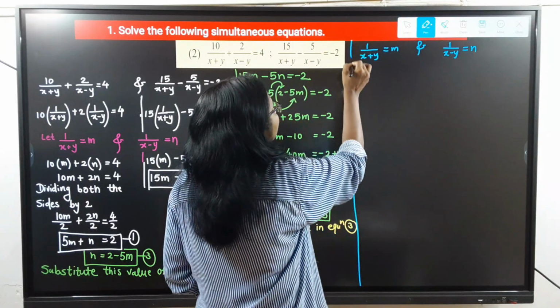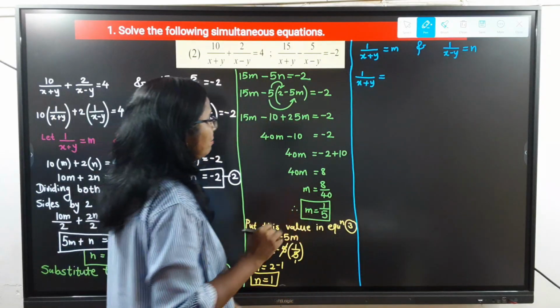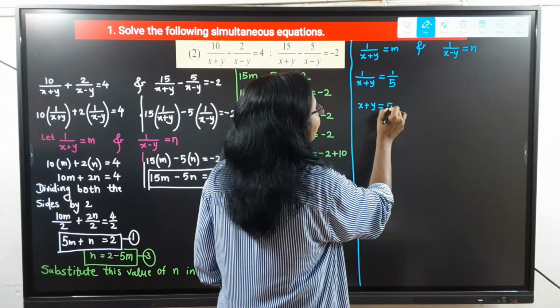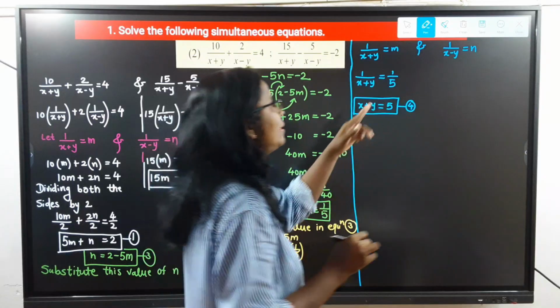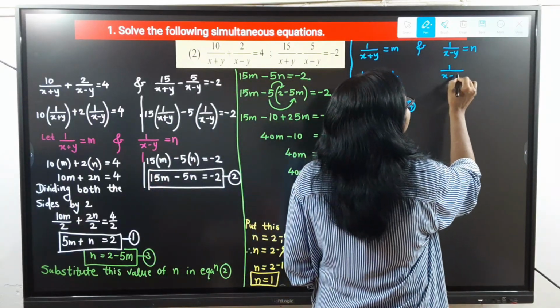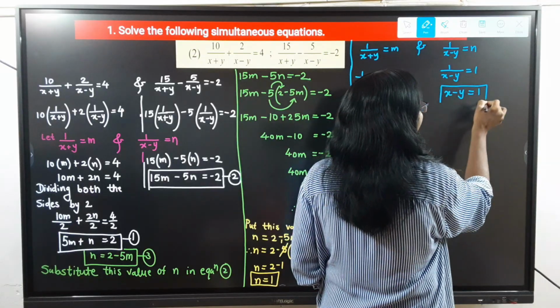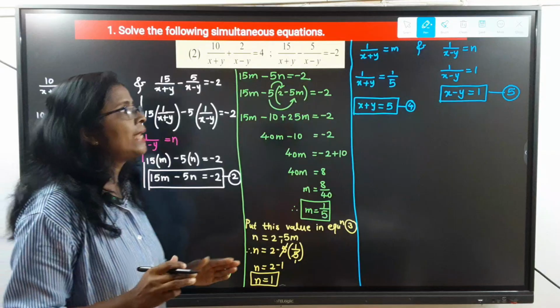And therefore here 1 upon x plus y is equal to m. The value of m is 1 upon 5. Therefore, x plus y is equal to 5. So, call it as the fourth equation. And then here see 1 upon x minus y is equal to 1. So, x minus y is equal to 1. So, call it as the fifth equation.